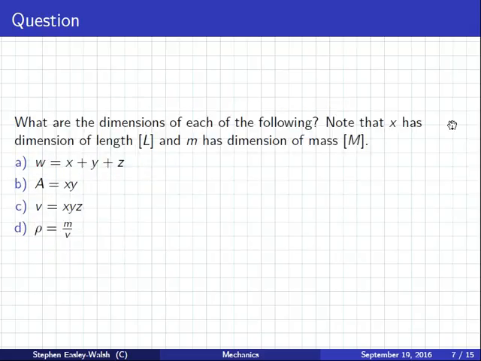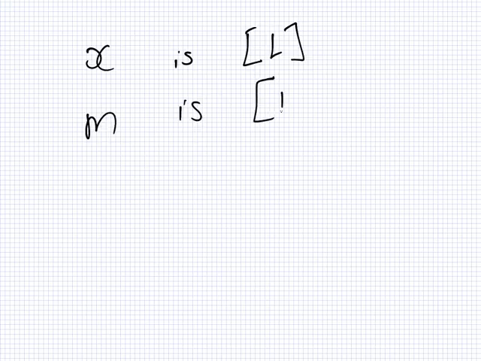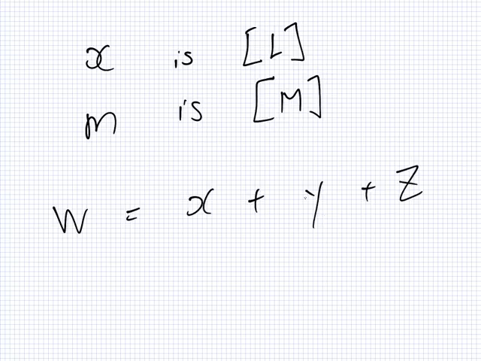Okay, so this time I want you to tell me what is the dimension of the following, and the only thing I tell you is X has dimension of length L and M has dimension of mass. So I tell you that X's dimension is length and M's dimension is mass. And for example, the first one is, what is the dimension of W? So what's this dimension here?